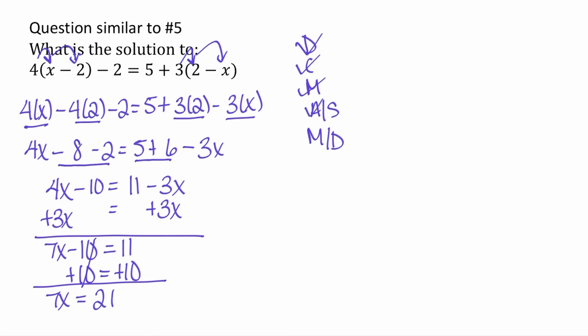So now we need to multiply or divide. I have 7x, which is basically 7 times x. So I do the opposite and divide by 7, and then that cancels, so I have x equals 21 over 7, which is 3.